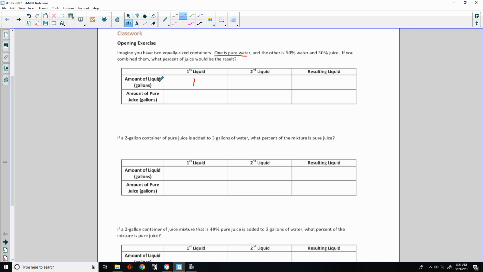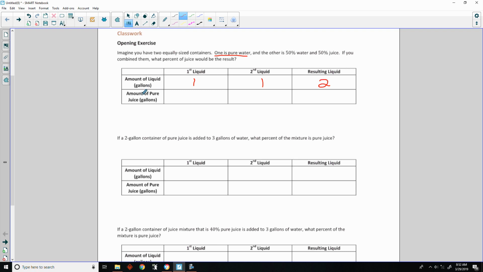And the amount of liquid in gallons in the second liquid is 50-50 water and juice, but that's all liquid, so that is 1. So the resulting liquid is 2 gallons. We have 2 total gallons. We have a gallon of pure water, and a gallon of 50-50 mixture of water and juice.